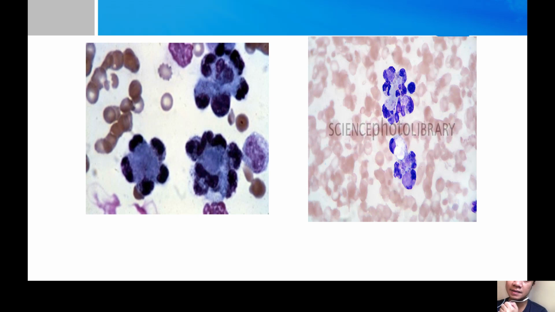The presence of your LE cell will help us diagnose someone to have the SLE. But in the absence of the LE cell, again, this will not rule out that the patient is negative for the SLE. Okay, thank you.